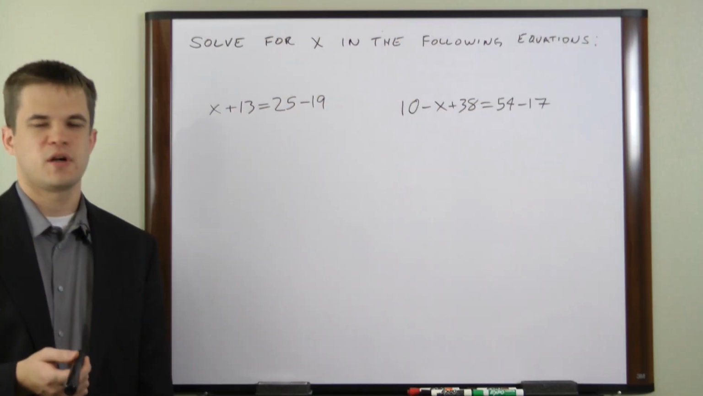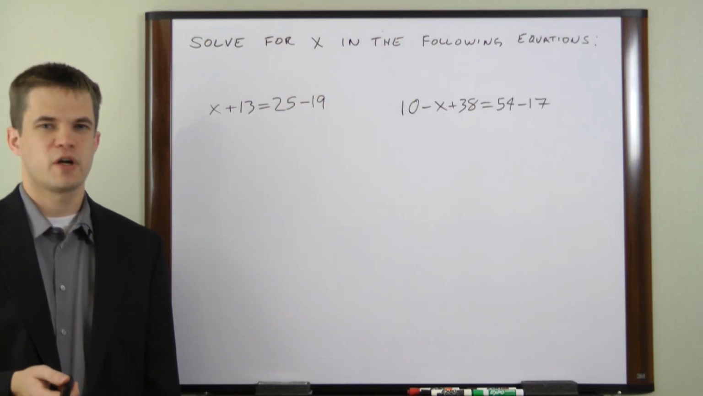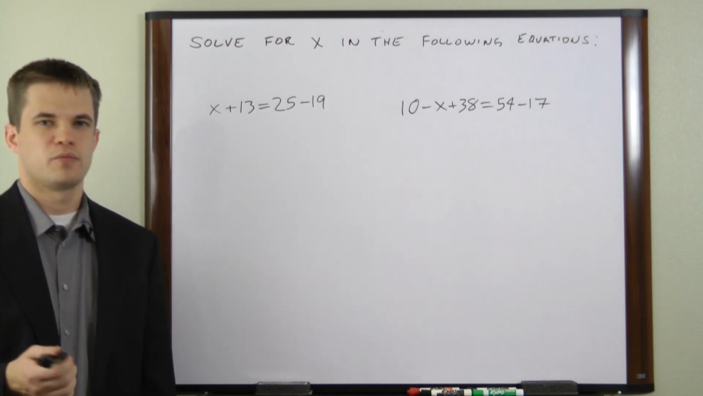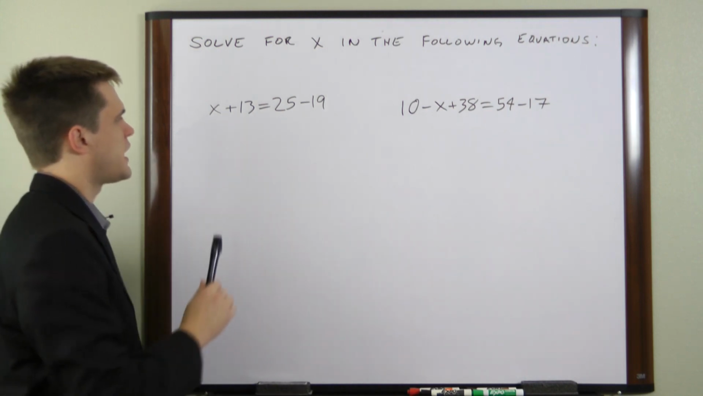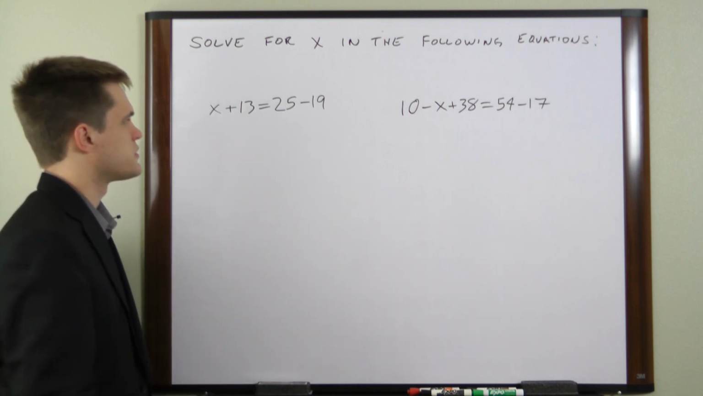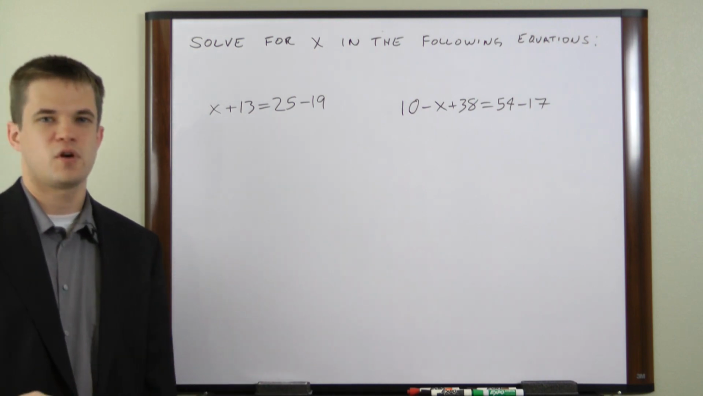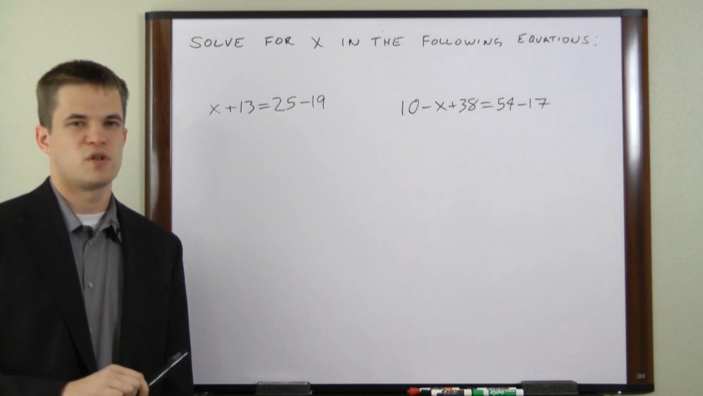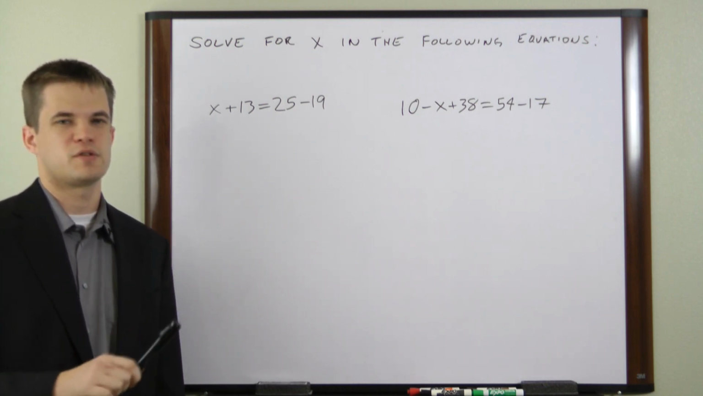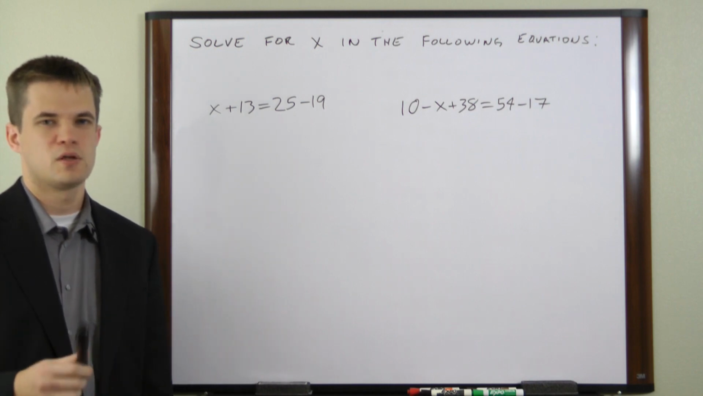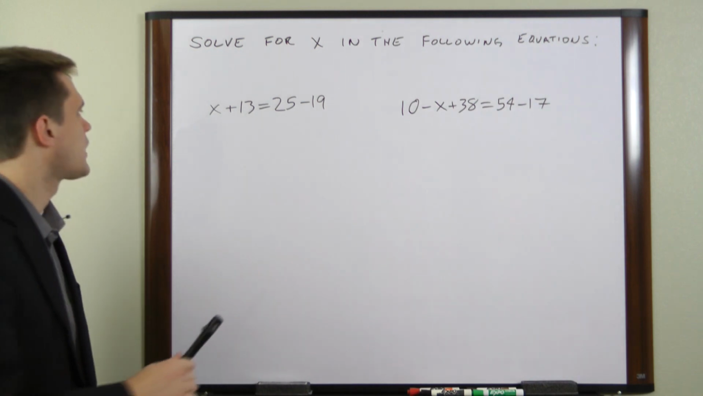One of the most basic concepts in algebra is the single variable equation. A single variable equation consists of a variable, usually x, and some other numbers, and all you have to do to solve it is isolate x on one side of the equation by performing the same operations to both sides of the equation. So let's look at some examples here.